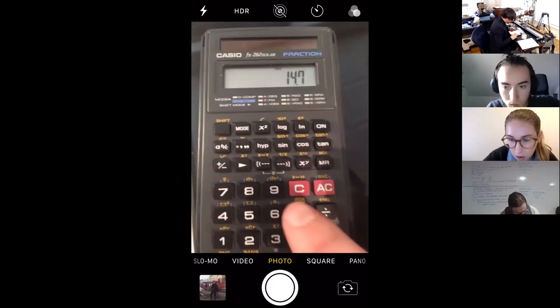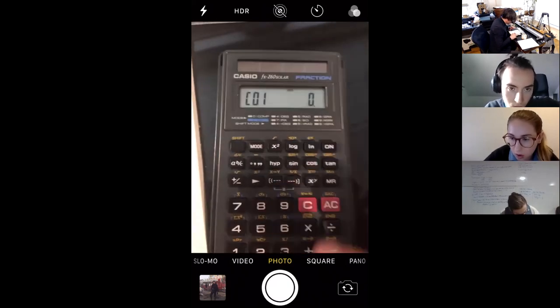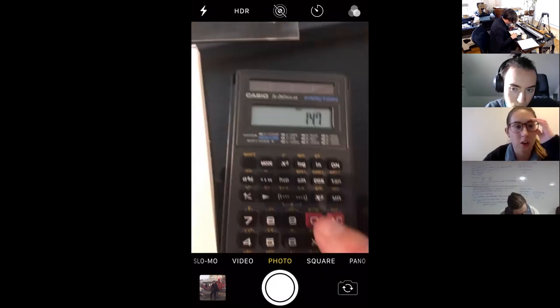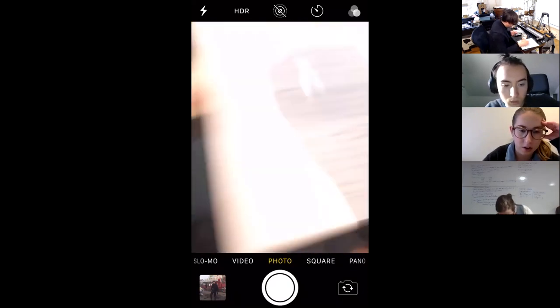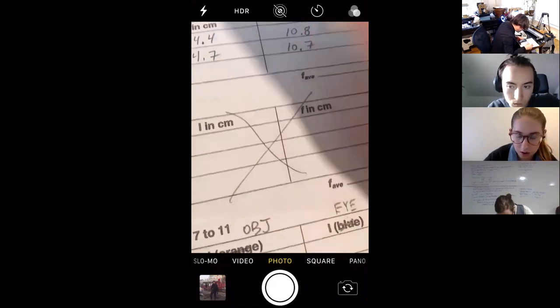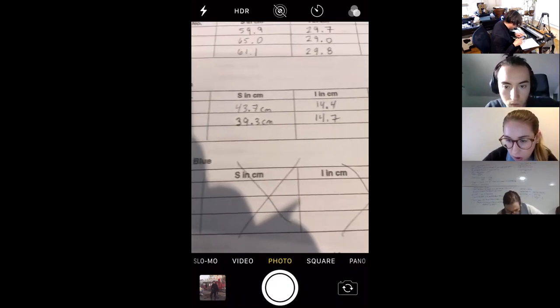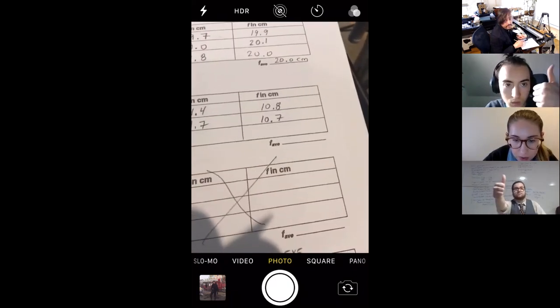And now we'll do the lens maker's formula. 14.7 times 39.3 divided by open parentheses 39.3 plus 14.7, close parentheses, equals 10.7 this time. You guys got that? Thumbs up. One more trial.